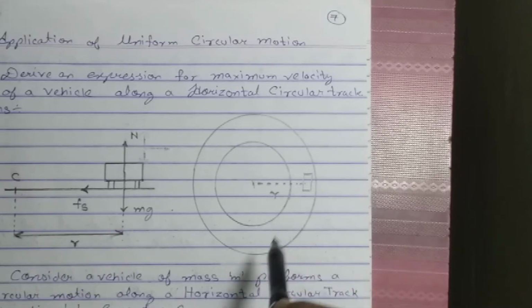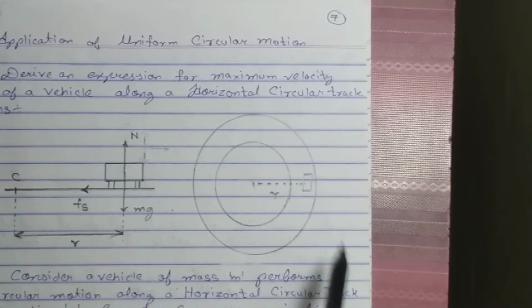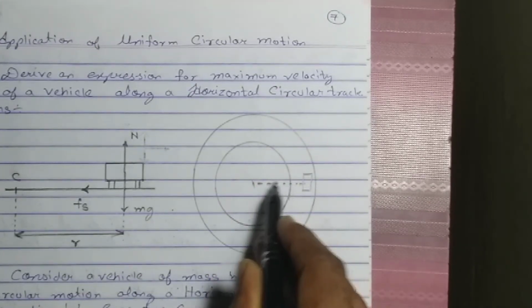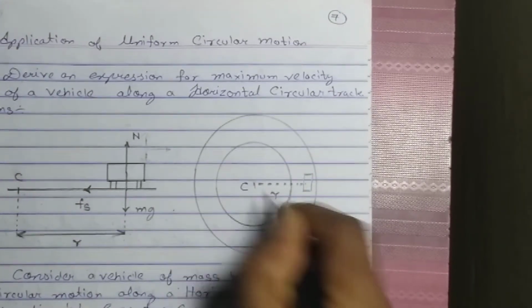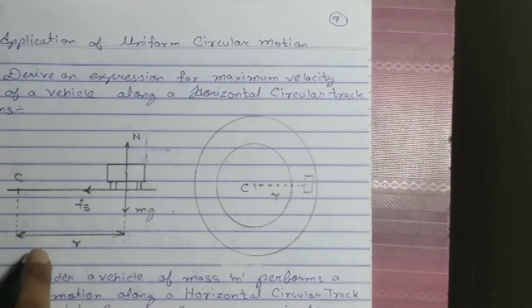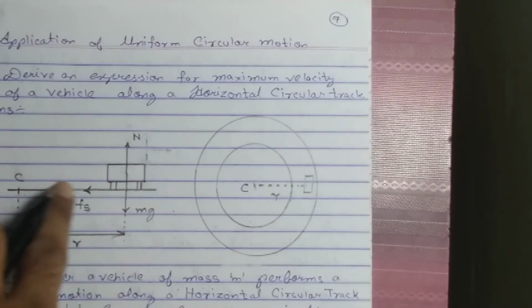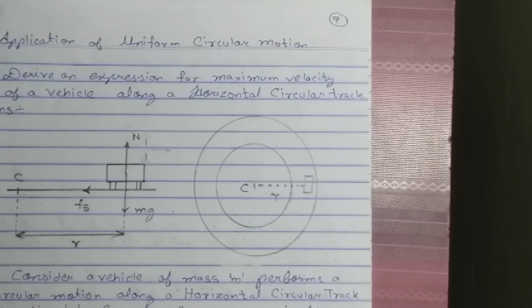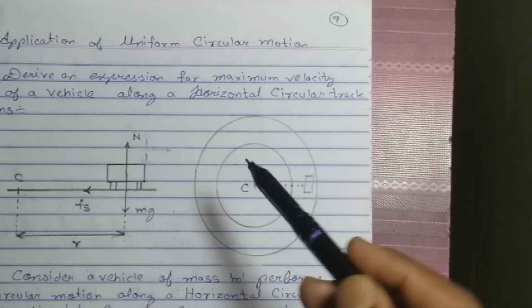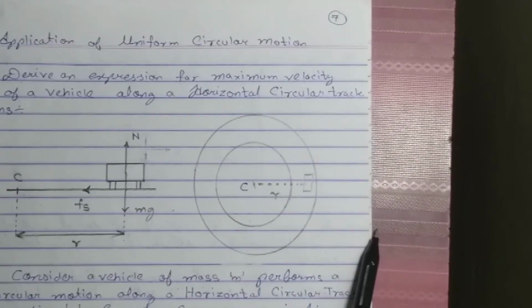Now we will consider a vehicle of mass m performing circular motion along a horizontal circular track. The radius of the circular track is small r, and the center is C. You can see in this diagram the center C and the radius of the circular track, small r. Students, when the vehicle is performing circular motion along the horizontal circular track, we can observe the forces acting on the vehicle.